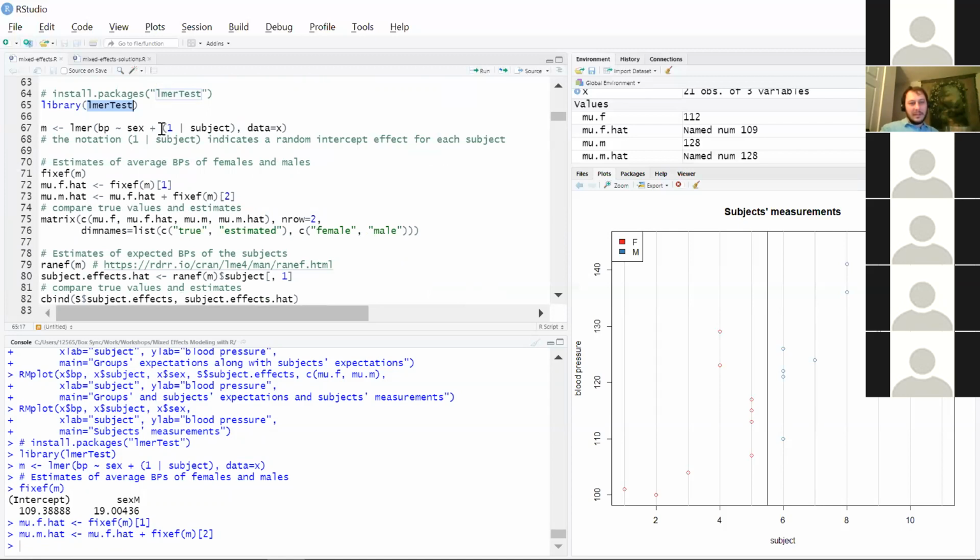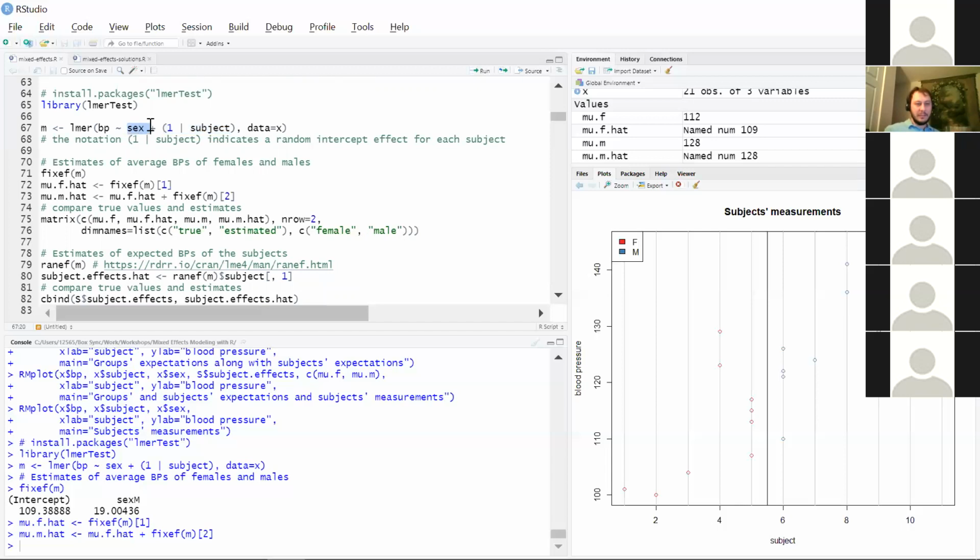Now, in terms of the syntax, I think it's best to just see some examples. I think it's best to just start by thinking about this scenario. I've got groups, and in this case it's sex, and I've got people, sort of objects within each group, and I've got repeated measurements taken from those objects. Well, this is what you do.